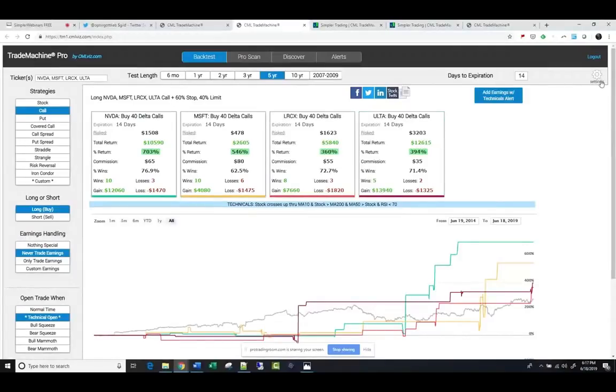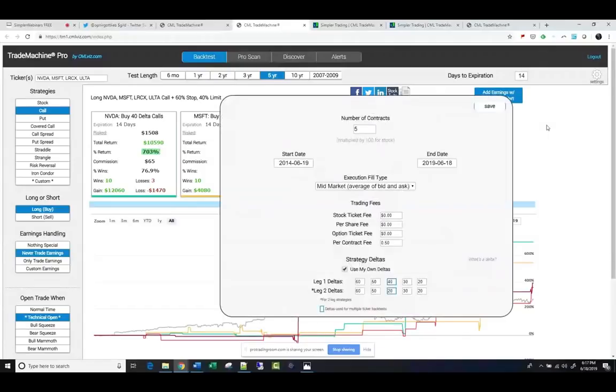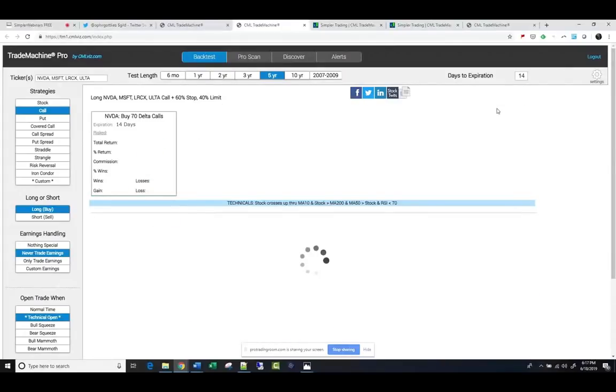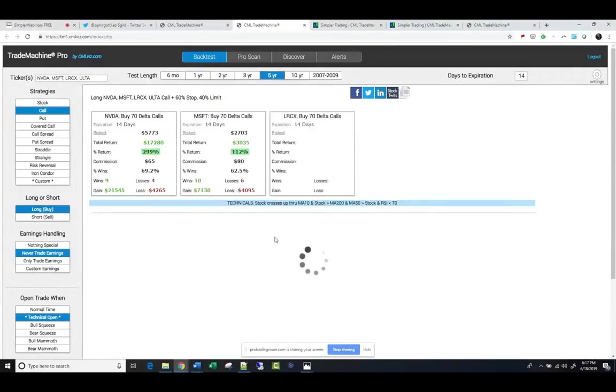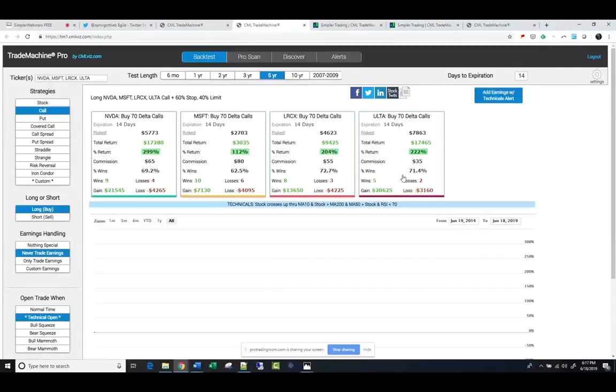If you want to change the delta that you're looking at, you just click settings and change the middle delta. I'll show you, I'll do a 70 delta, and you're going to see 70 delta. So you can see which ones work the best, and it's up to you to test.